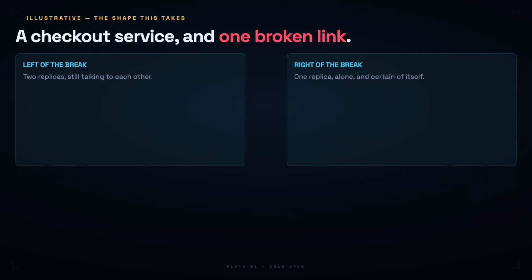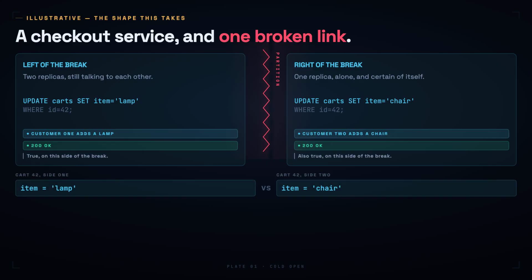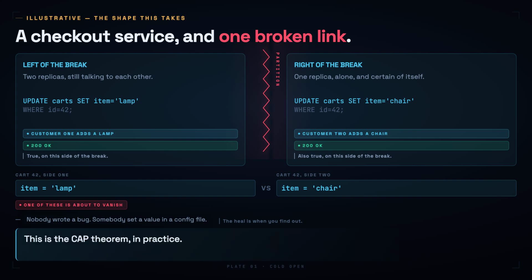Here is the shape of it. Picture a checkout service on a Friday. Two customers touch the same cart from opposite sides of the break. Both sides say yes, both sides are telling the truth about themselves. The network heals. One of those two carts quietly stops existing. Nothing in that story is a bug. It is a choice somebody configured. It is called the CAP theorem, and almost everybody learns it wrong.